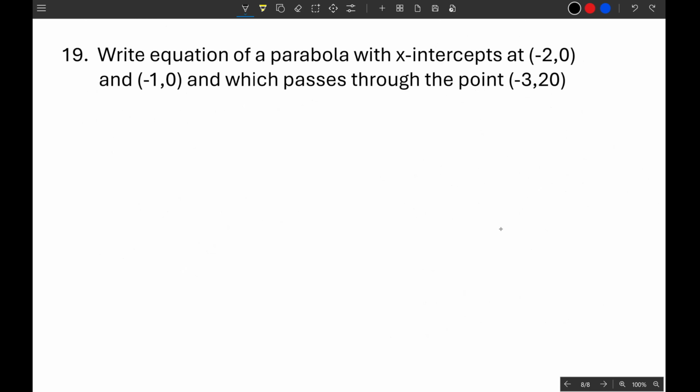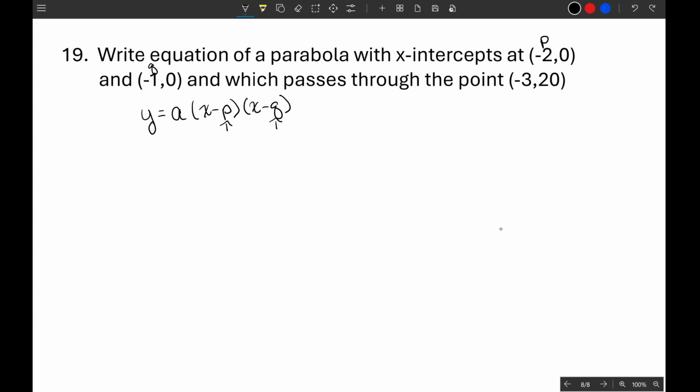All right, number 19. Write the equation of a parabola with x-intercepts at negative 2, 0, and negative 1, 0, and which passes through the point negative 3, 20. Well, let's remember that we can write this as y equals a times x minus p times x minus q. And remember that p and q represent your x-intercepts. Well, they gave those to you. They gave you the negative 2, 0 and the negative 1, 0. Those are your x-intercepts. It does not matter which one is p and which one is q, as long as you have a p and a q.